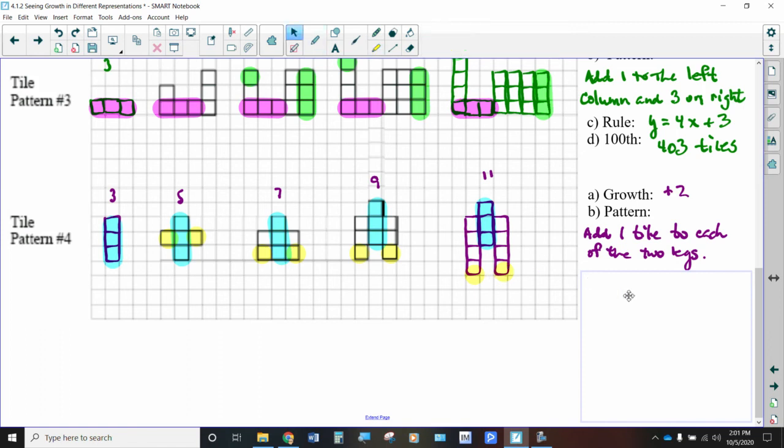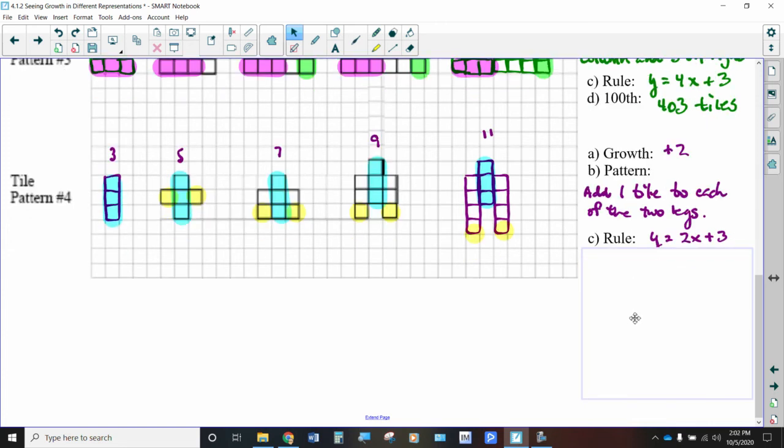So it looks like our growth rate in this case causes us to have a rule that says y is equal to 2x instead of 4x. But we're still going to take the 0 figure, and that's still going to be the number being added on at the end, because that's what remains constant in all of these figures. So the 100th figure will have 203 tiles on it. It'll have a column on the left that has 100 tiles, a column on the right with 100 tiles, and you'll have those original 3 that we started with for 203 tiles.